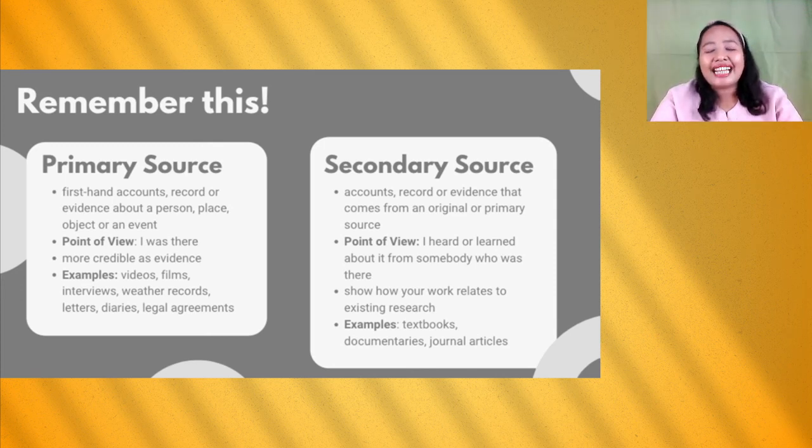On the other hand, secondary sources are accounts, records, or evidence that comes from an original or primary source. Point of view: I heard or learned about it from somebody who was there. Show how your work relates to existing research. Examples are textbooks, documentaries, and journal articles.